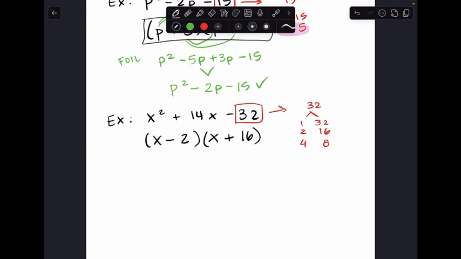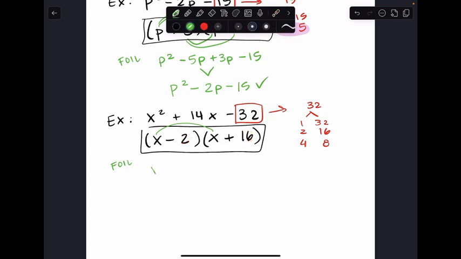All right, and there is your factored out form. Again, you can always FOIL out to check and see if you have the right answer. Sometimes you might have to do this just to double check, because what if you put a 16 here and then a 2 here. This is just to double check your work.